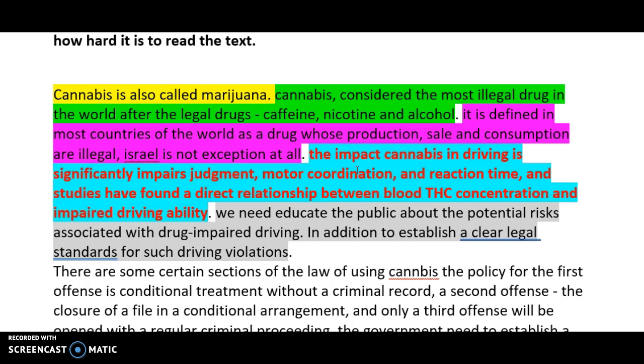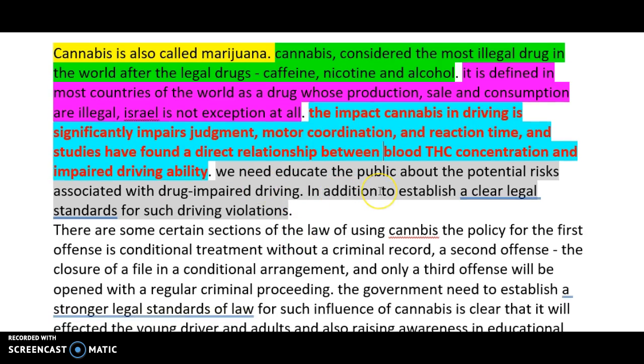So it really starts here. Do we need this? Well, maybe it would be better to move it to the beginning. The impact of cannabis in driving significantly impairs judgment. Okay. We need to educate the public.